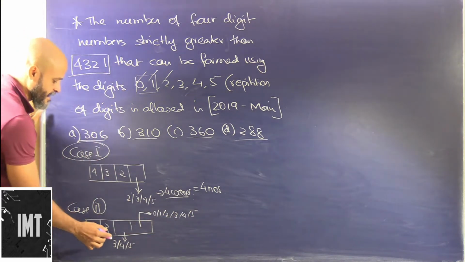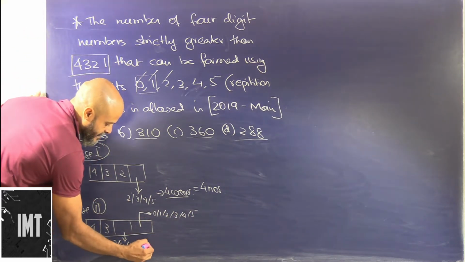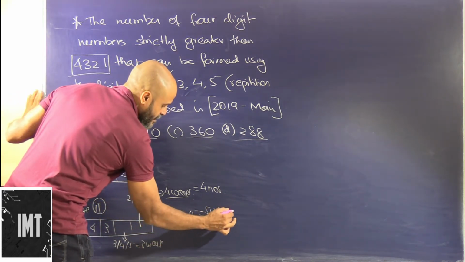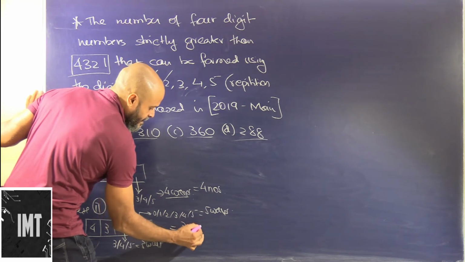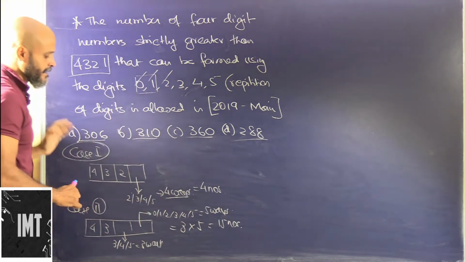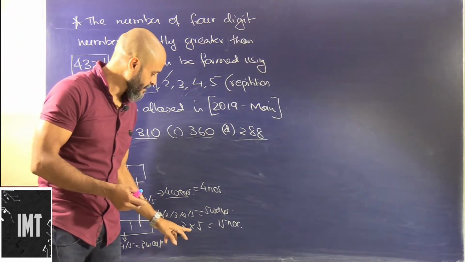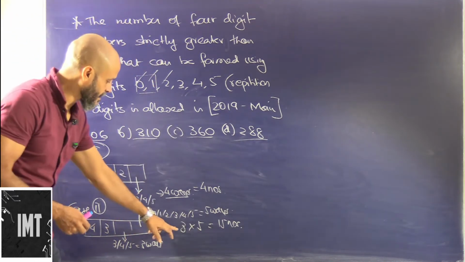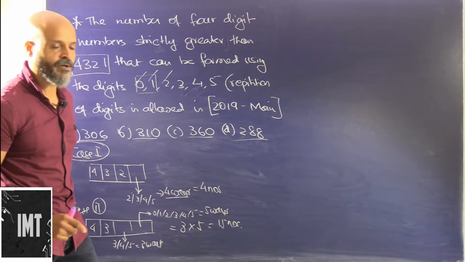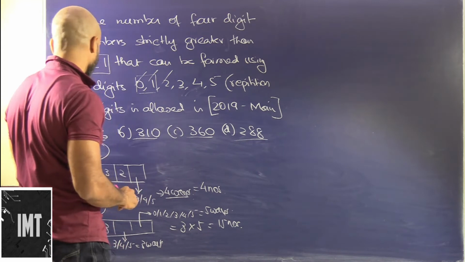So how many combinations can we get? Here we have 3 ways, and here we have 5 ways. So how many total combinations will we get? 3 into 5, that is 15 numbers, right? Because these are dependent events. First you select these 3, 4, 5 and repetition is allowed here. So we will have 15 numbers out here.